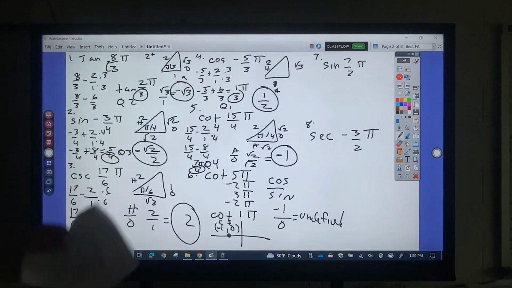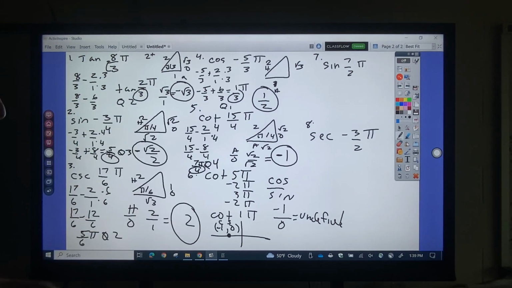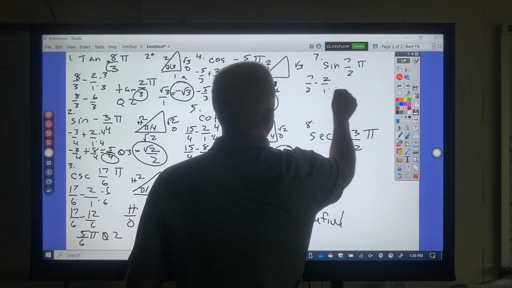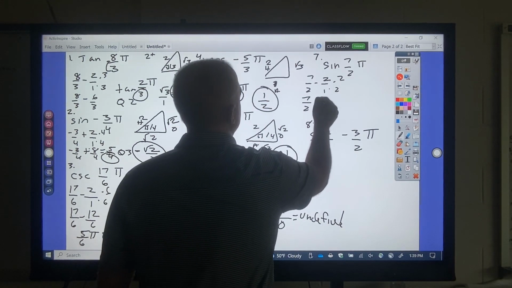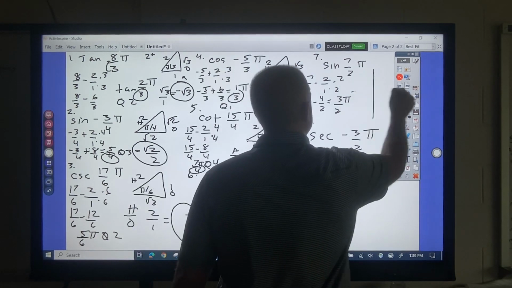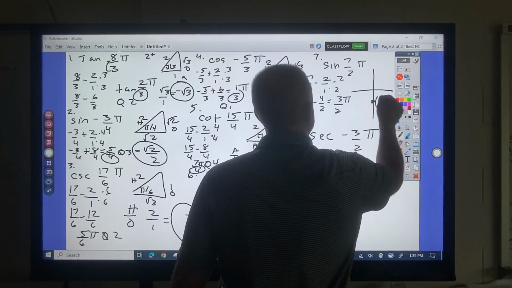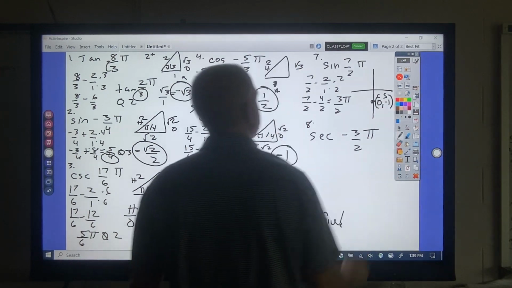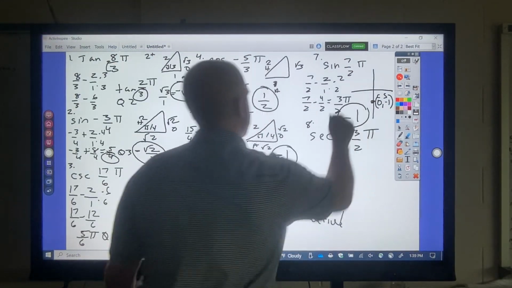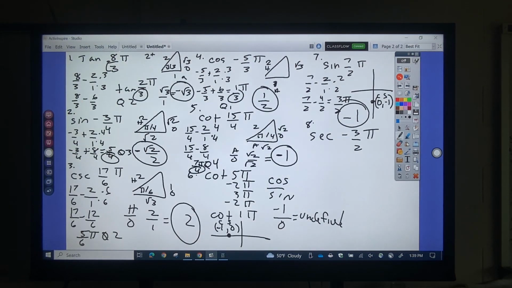7 over 2. 2 goes into 7 3 times, so I'm going to have to subtract 2 over 1. So that's going to be 7 over 2 minus 4 over 2, which would be 3 over 2 pi. That's an axis point right here, 0, negative 1. It's very convenient because I'm trying to find sine, so it's just automatically negative 1.